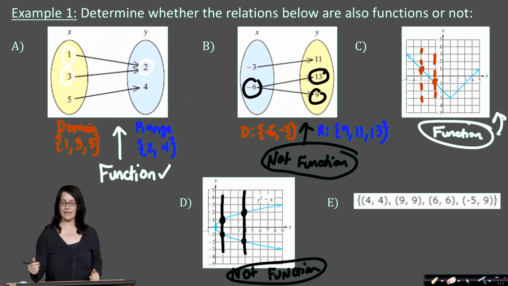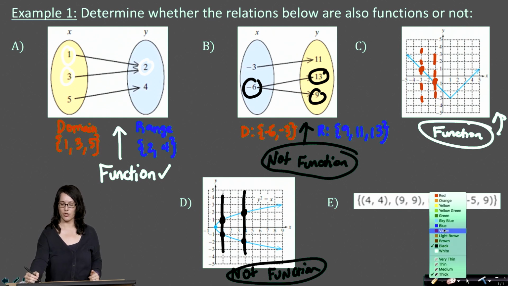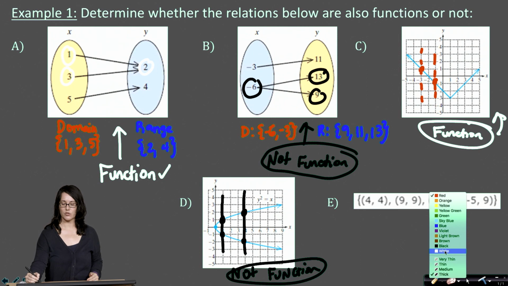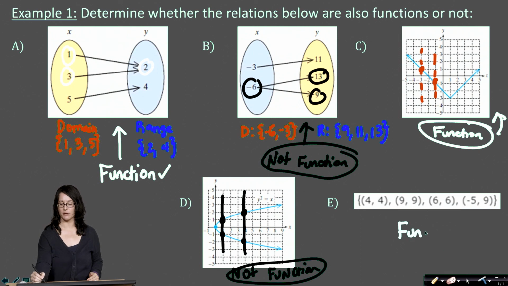And finally, for E, would this be a function? You have the points (4, 4), (9, 9), (6, 6), and (-5, 9). So your domain would be 4, 9, 6, and -5, but in order from small to large. And your range would have been 4, 9, 6, and 9, but again, you wouldn't repeat them and you put them in order. So to answer the question, this would in fact be a function because every single input got mapped to exactly one output.